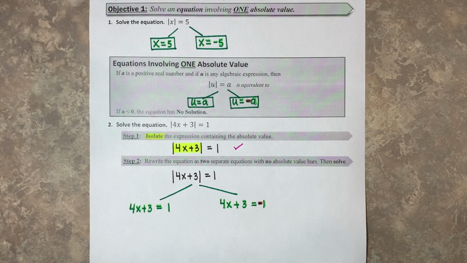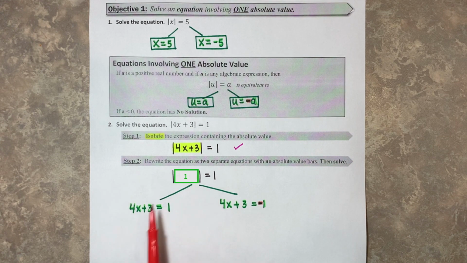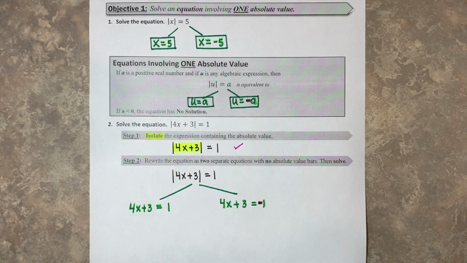Now, before we move on, let's ask ourselves, why do these two equations give us solutions for this problem? Well, in order for this to be true, this quantity inside the absolute value bars, the 4x plus 3, must equal 1. Because then we would have the absolute value of 1 is equal to 1. That's exactly what we wrote here. We said that this quantity, 4x plus 3, must equal 1. The other possible solution is that this quantity inside the absolute value bars could equal -1, because the absolute value of -1 is also equal to 1. Well, that's exactly what we wrote here. We said that this quantity, 4x plus 3, could also equal -1.